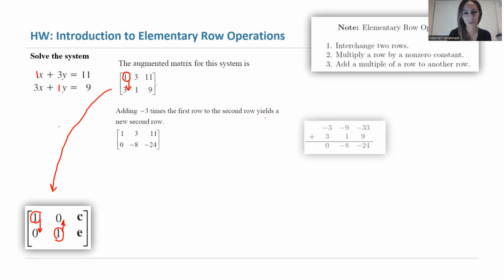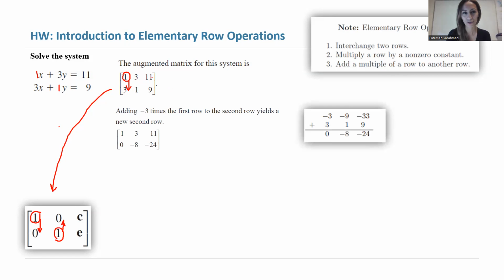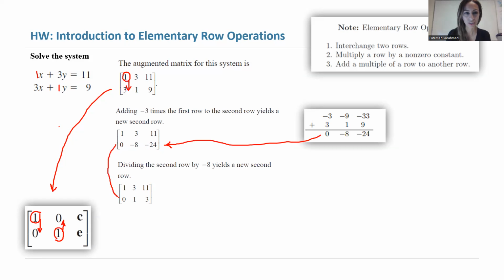Let's take a look at the algebra. We're going to multiply the first row by -3, so -3, -9, -33, plus 3, 1, and 9 basically creates a new second row for you, which we write here: 0, -8, and -24. Now what you can do is divide the second row by -8. It creates a new second row for you, which is 0, 1, and 3.